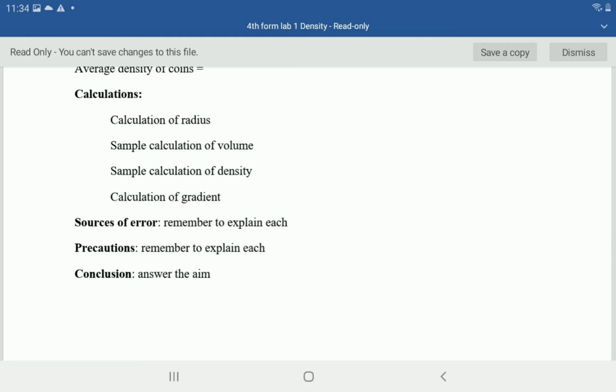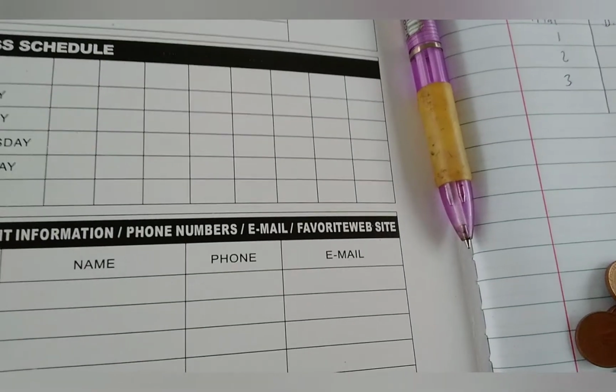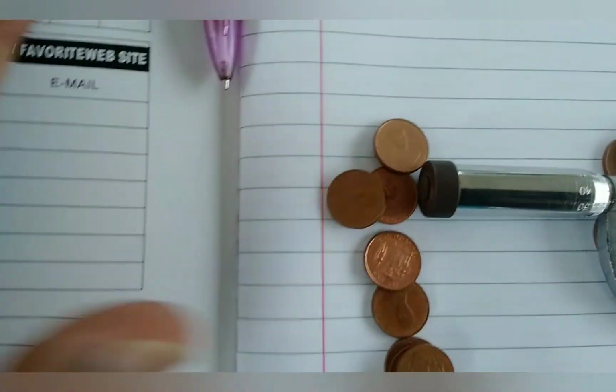Afterwards, we're going to look at some sources of errors in another video, as well as the precautions we should take. Notice that we're saying that your conclusion should be answered in your aim. So you should say the density of the copper coin was found to be, so on and so forth. Let's begin. In this video, we're looking at finding the density of these coins.